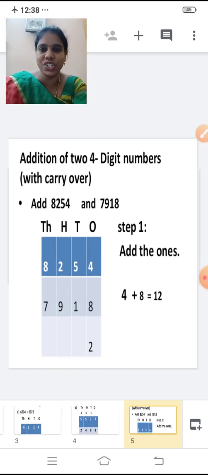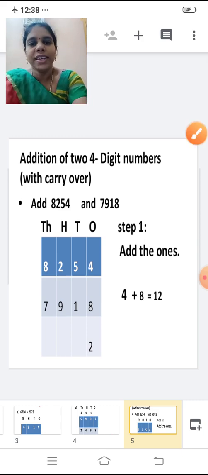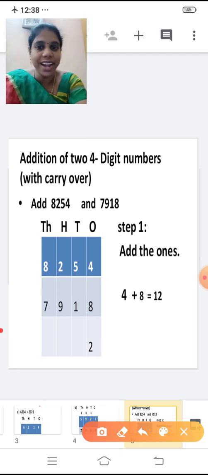Addition of four-digit numbers with carry over. We saw one number, right? Now I'm going to explain in brief how to add two four-digit numbers with carry over. Shall we? So now we are going to add 8,254 and 7,918.